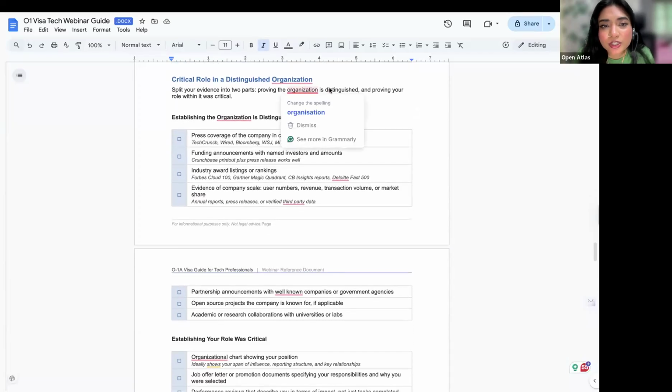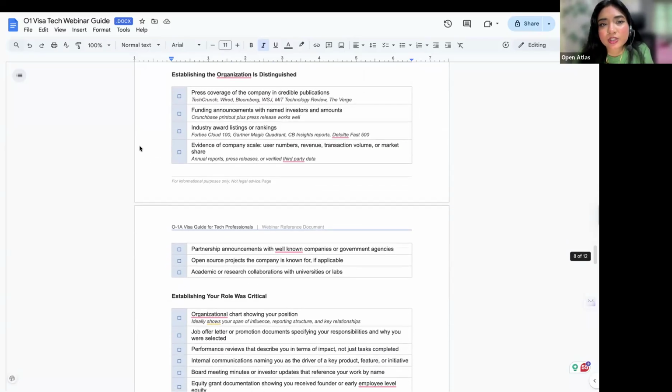Critical role in a distinguished organization. Split your evidence into 2 parts: proving the organization is distinguished, and proving your role within it was critical. Establish the organization is distinguished. Press coverage of the company in credible publications: TechCrunch, Wired, Bloomberg, WSJ, MIT Technology Review, The Verge. Funding announcement with named investors and amounts.